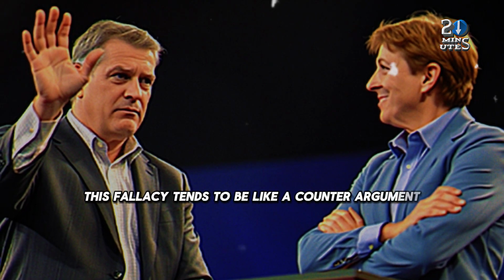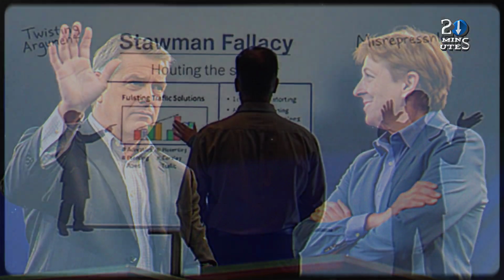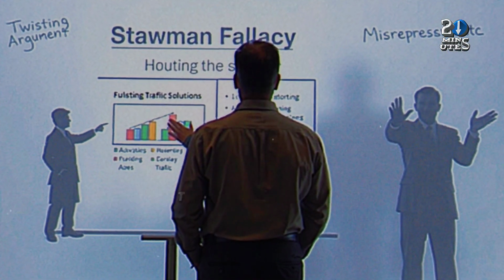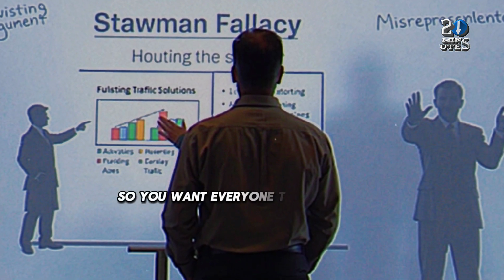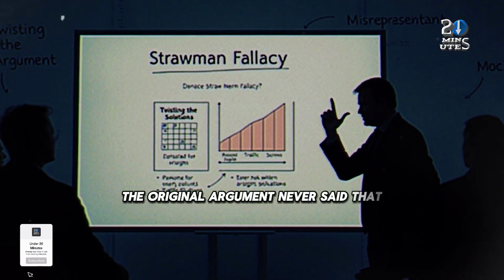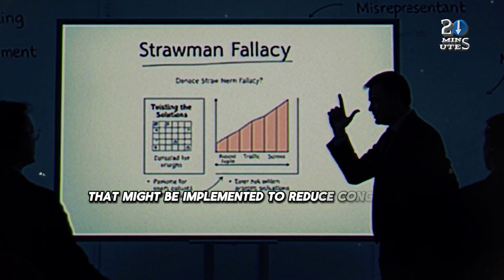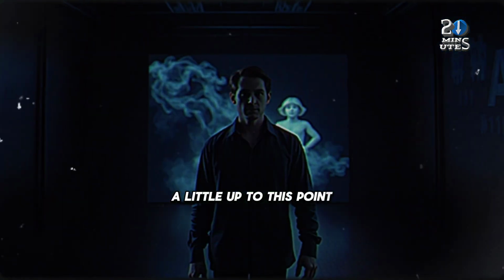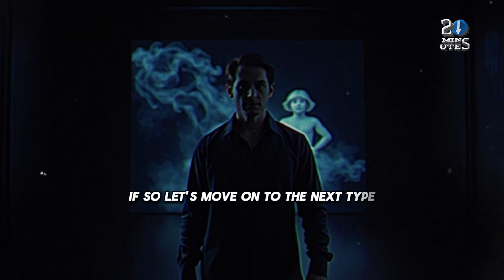Strawman fallacy. This fallacy tends to be like a counter-argument, or someone simplifying or twisting an opponent's argument to make it easier to attack. For example, if someone says, "We need to regulate the use of private vehicles to avoid traffic jams," then their opponent replies, "So you want everyone to ride bicycles? That's absurd." In fact, the original argument never said that. It's clear that the first argument is just giving ideas that might be implemented to reduce congestion a little. Up to this point, can you understand this logical fallacy? If so, let's move on to the next type.